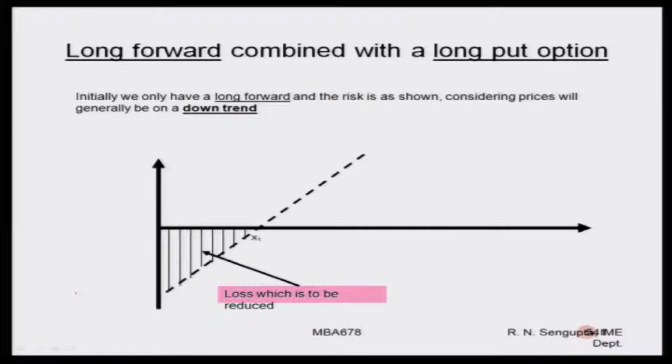Now, we will go back to the same example, but take a different strategy. Now, we had a long forward position, again this is the loss, and the loss is marked by A, B and C. If ST is greater than X1, obviously there is no loss. For any value of ST less than X1, you have a loss. So, initially we only have a long forward and the risk is as shown, considering prices will generally go on a downward trend. So, both the examples are on a downward trend.